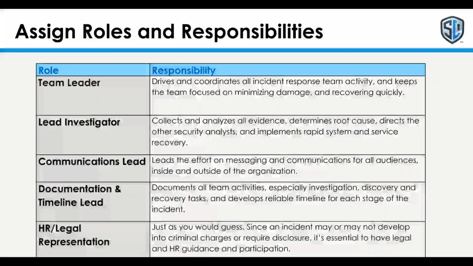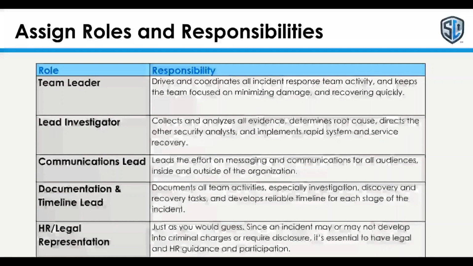Documentation and timeline lead. We will talk about this later, but if it's not written down, it didn't happen. This is like the ultimate of the internet meme, pics or it didn't happen. Documentation or it didn't happen. You've got to document everything because you need to be able to go back through it and learn lessons from it. HR and legal representation.